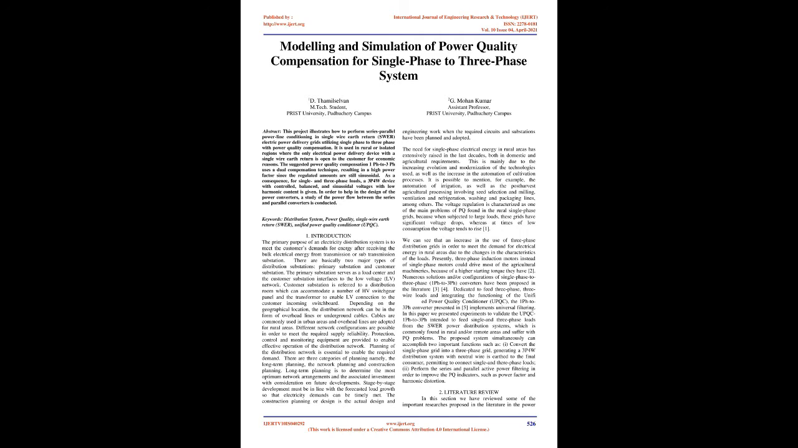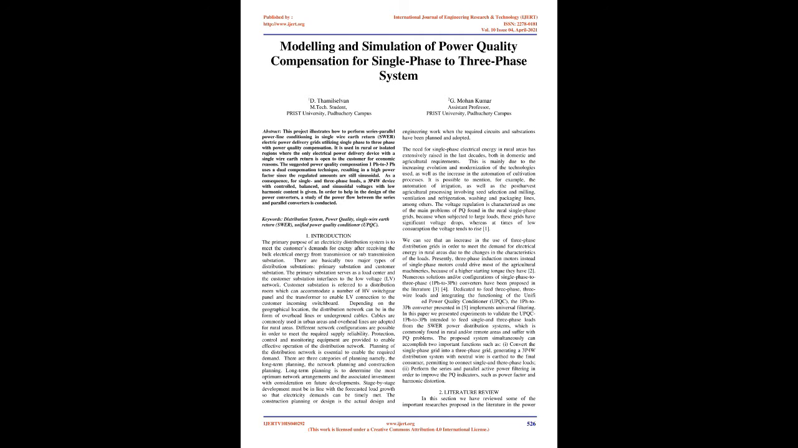Depending on the geographical location, the distribution network can be in the form of overhead lines or underground cables. Cables are commonly used in urban areas and overhead lines are adopted for rural areas. Different network configurations are possible in order to meet the required supply reliability. Protection, control, and monitoring equipment are provided to enable effective operation of the distribution network. Planning of the distribution network is essential to enable the required demand.